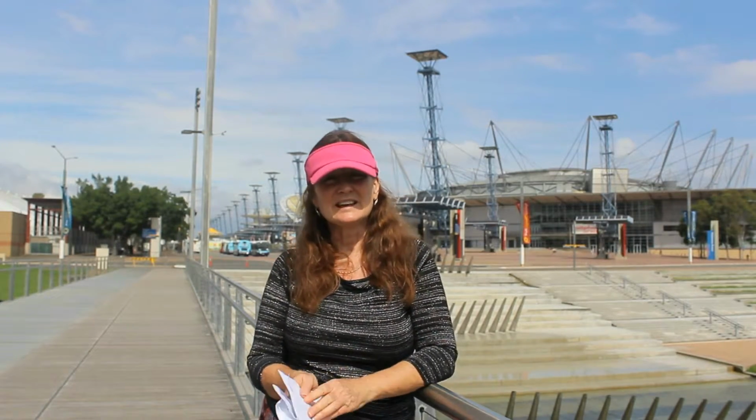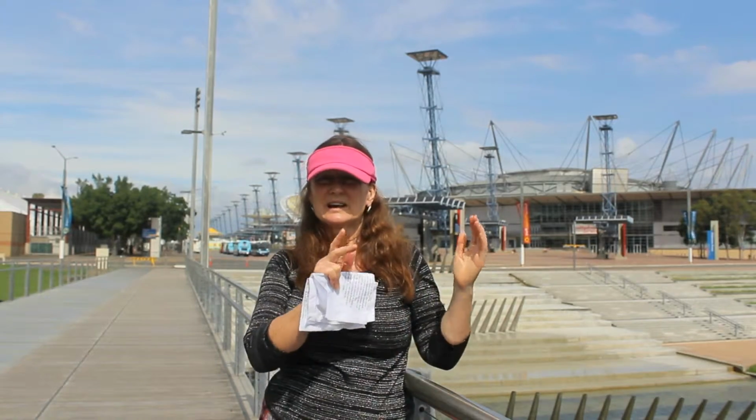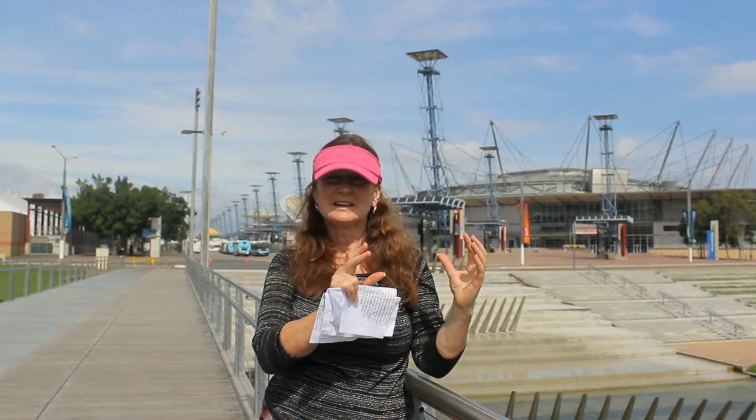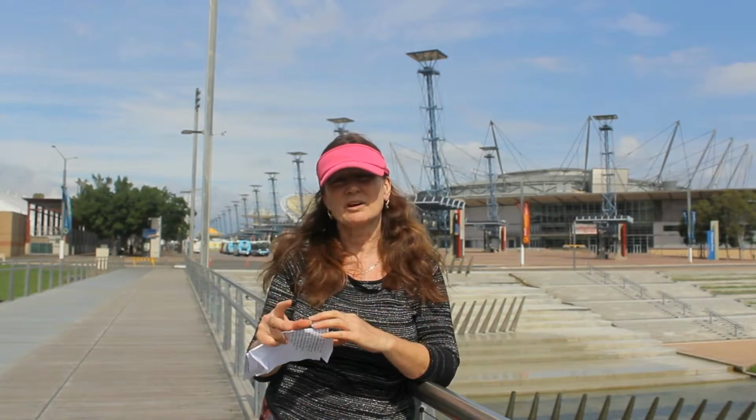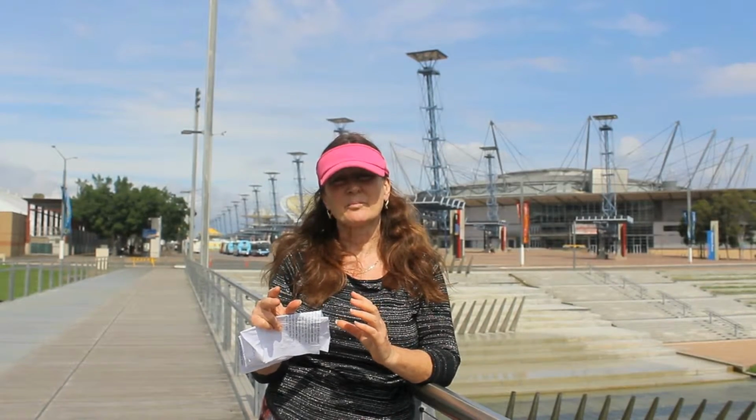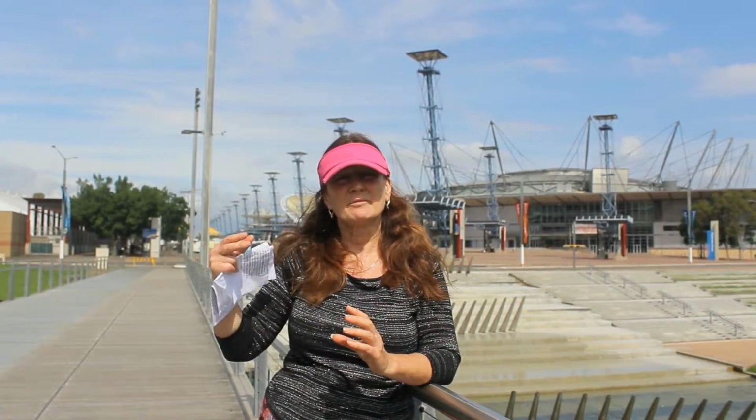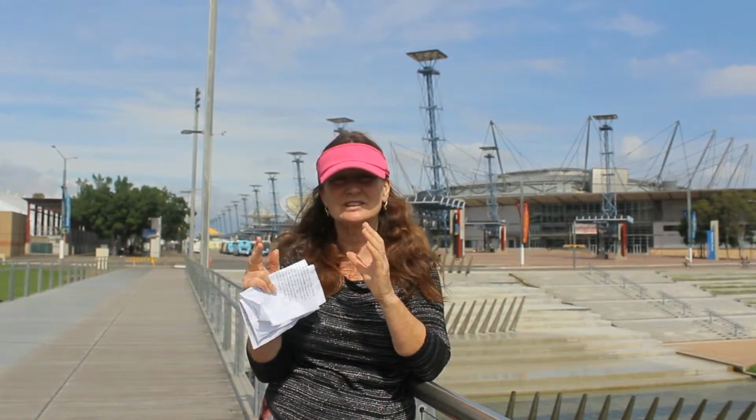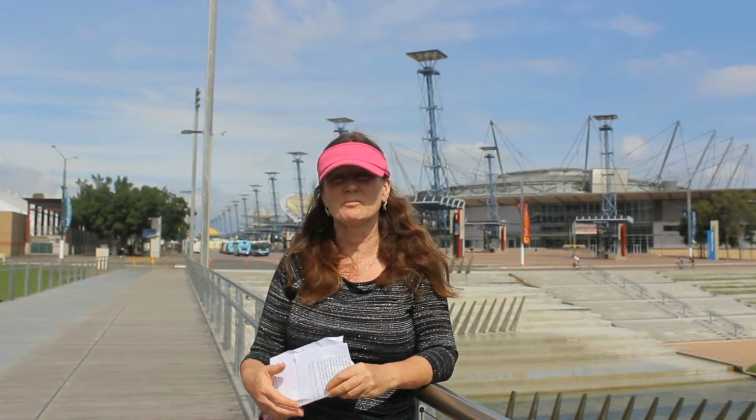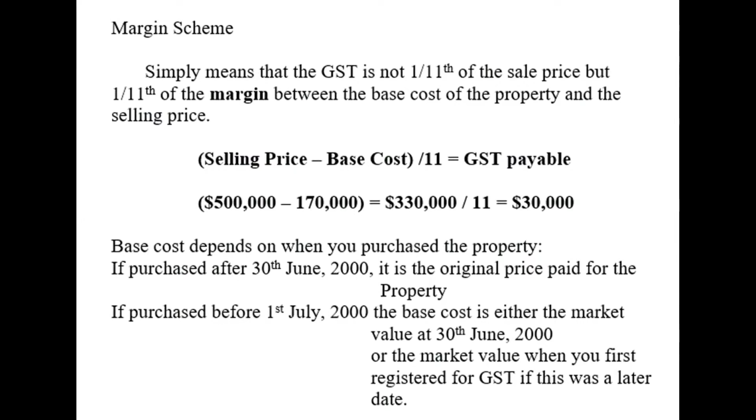Now, the margin is the difference between the price you originally paid and the selling price. That is the margin that GST applies to. So when you normally sell a property, 1/11 of that property selling price goes to the ATO as GST. If you can reduce it to just that margin, there is a huge saving, so well worth looking into. The margin scheme simply means that the GST is not 1/11 of the sales price, but 1/11 of the margin between the base cost of the property and the selling price.